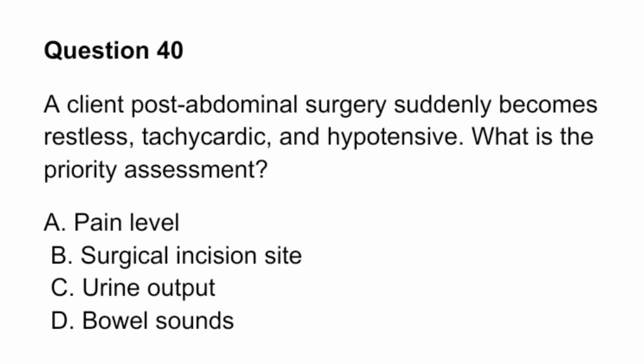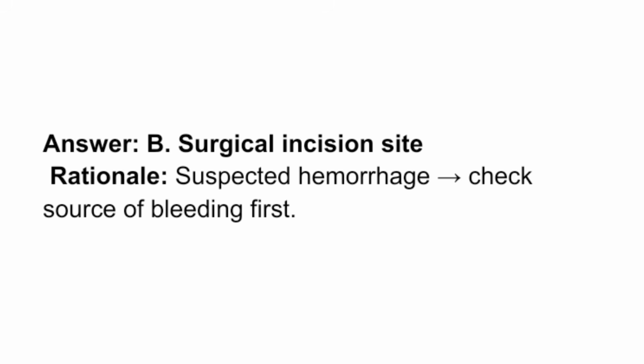Question 40. A client post-abdominal surgery suddenly becomes restless, tachycardic, and hypotensive. What is the priority assessment? A. Pain level. B. Surgical incision site. C. Urine output. D. Bowel sounds. Answer B. Surgical incision site. Rationale: suspected hemorrhage, check source of bleeding first.